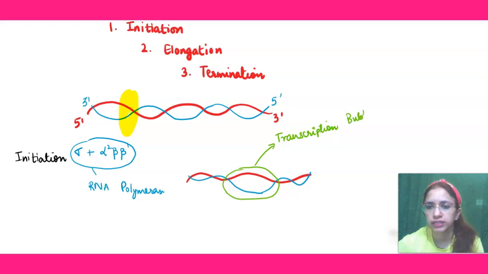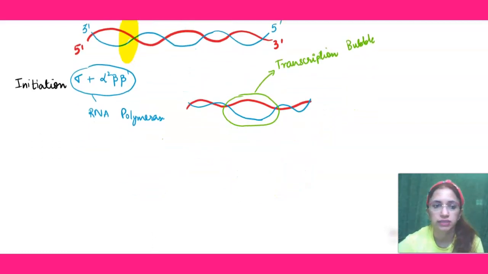So in the initiation step, DNA dependent RNA polymerase binds to the promoter sequence. Fine. Now after this, what happens? The next step is known as elongation. Elongation is where the real transcription will be done, in the second step.